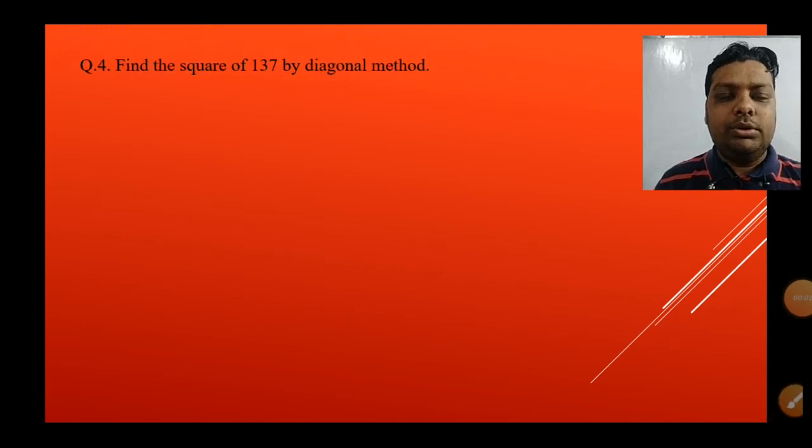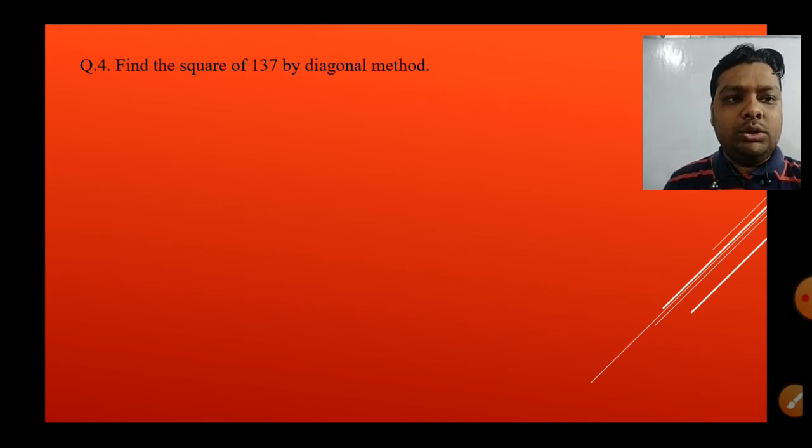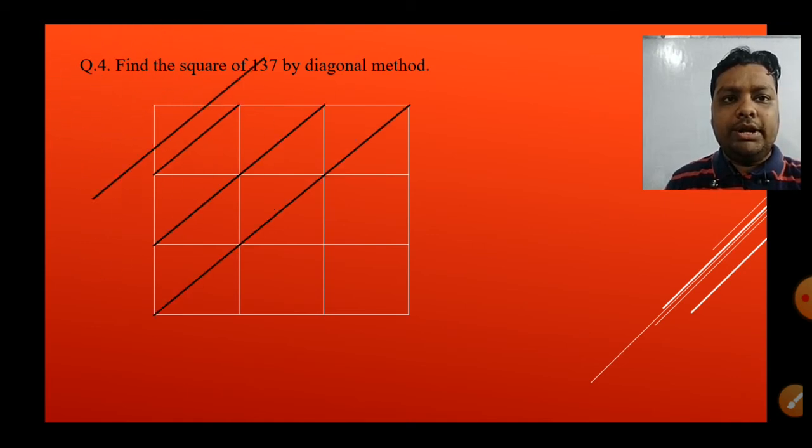So students, the next question is question number 4. Find the square of 137 by diagonal method. Okay students. So here you can see these are the 3 digit number. So we will draw a square and we will separate into 3 sub square. It means 9 sub square. Okay. Now then we will put the value of 137 top and the right side of the square. But at first we will draw the diagonal first. Then 137 in the top and right side 137.